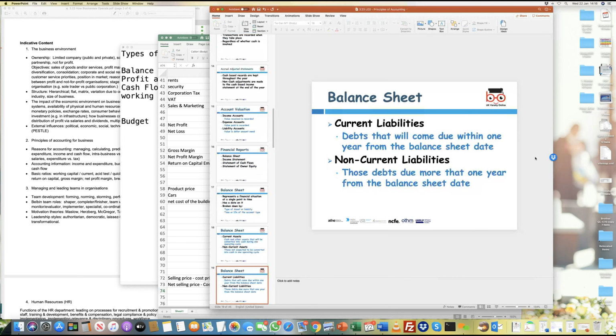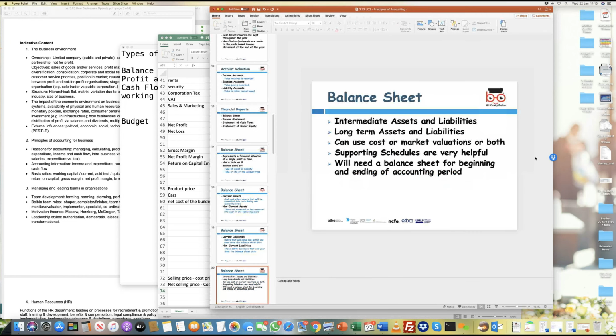Similarly, there are current liabilities and non-current liabilities. Debts, that means expenses or bills which have to be paid within the same year, would be current liabilities, and anything which is paid or owed by the company in subsequent years will be non-current liabilities.